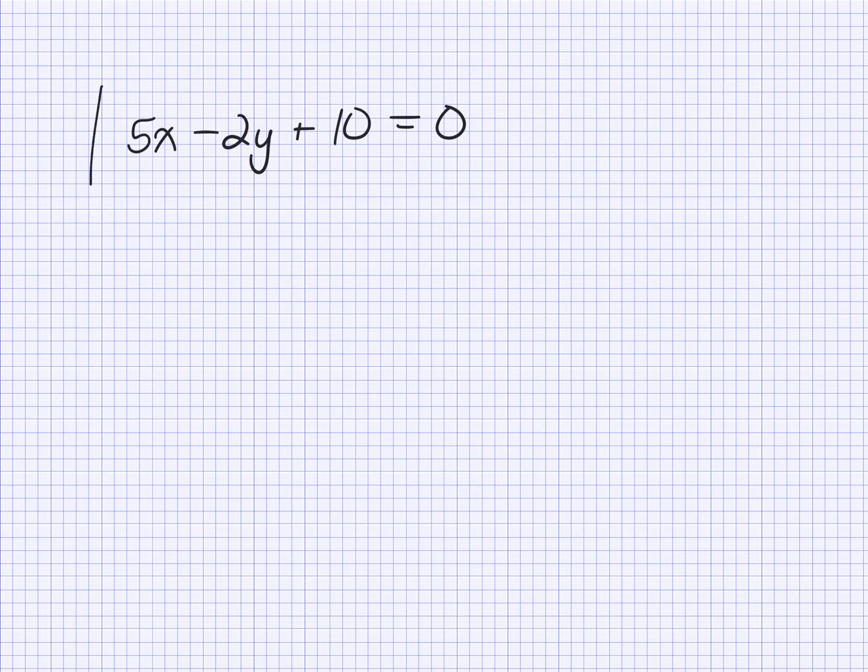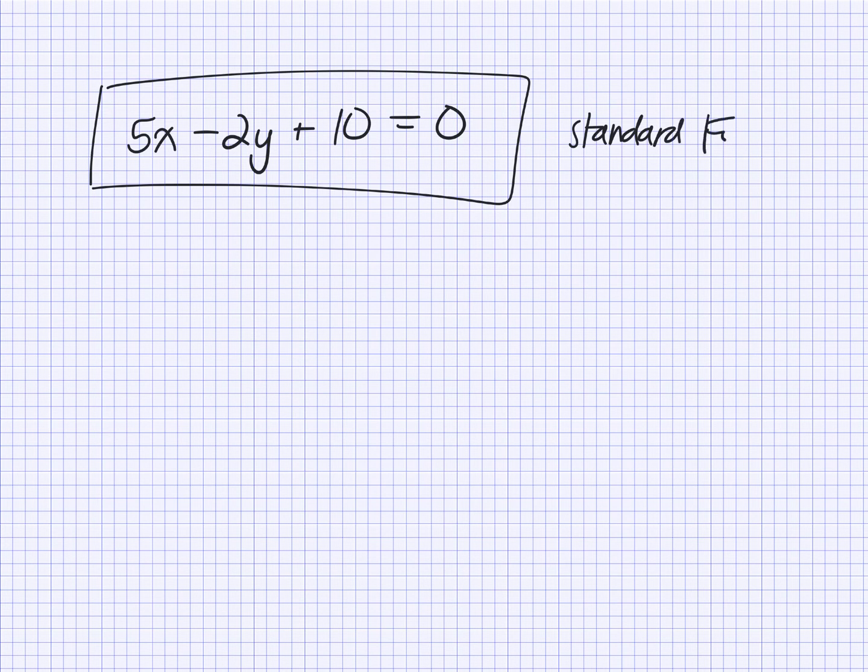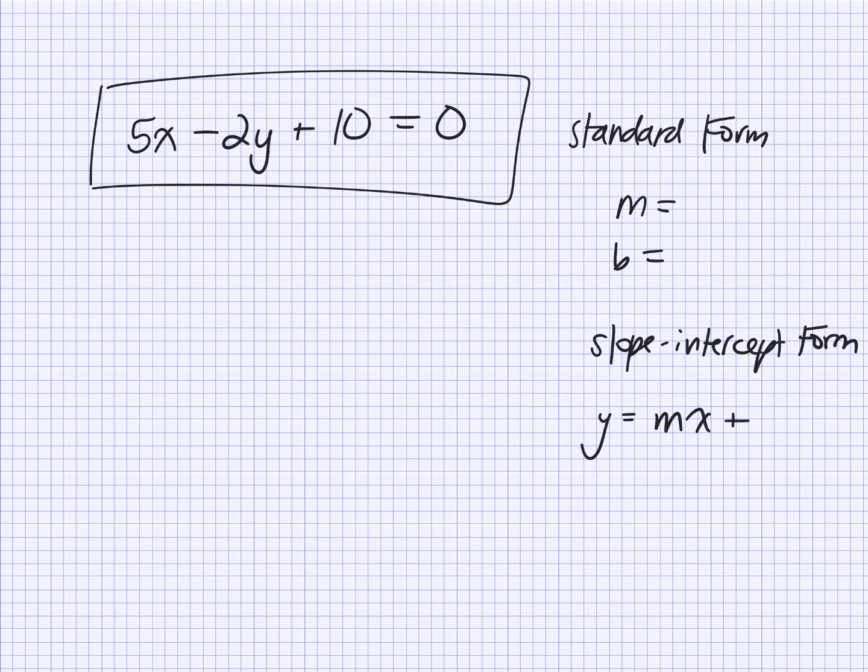This is the equation of a line, but it's written in standard form. If you're asked to find the slope and the y-intercept, it has to be in slope-intercept form. Because in slope-intercept form, once we rearrange it, we know that the slope is always the coefficient of x. Right now, that's not the slope because it's not in slope-intercept form.